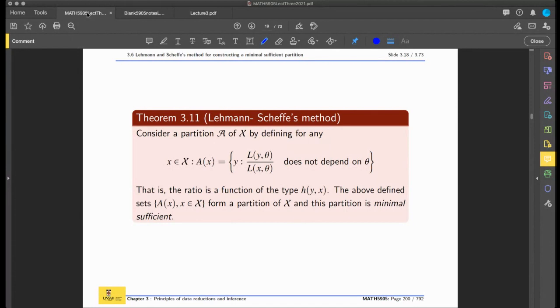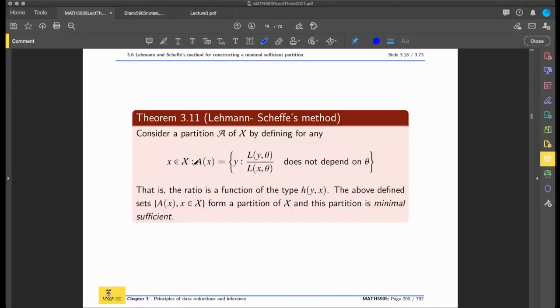Here it is. Here is the theorem. So remember, we talk about sufficiency by some partition. So we're going to speak about minimal sufficiency in a similar way. Let's consider a partition script A of my sample space script X, and we're going to define the following sets.